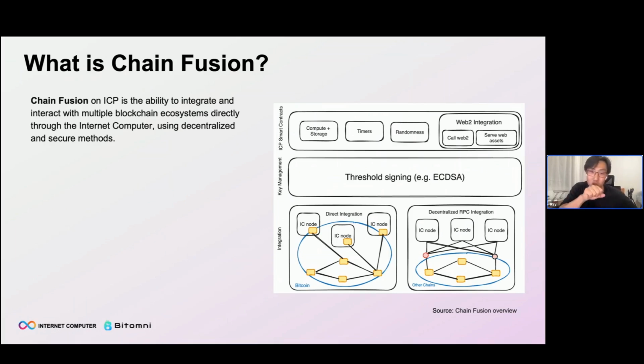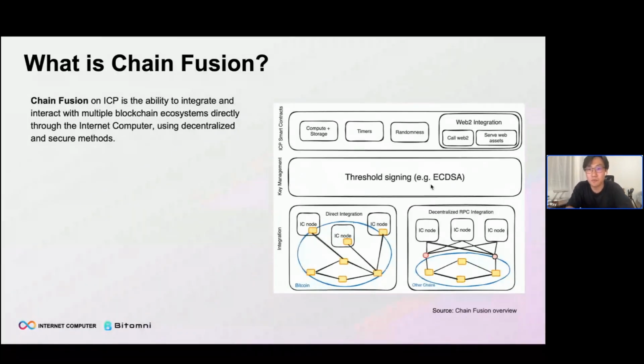At the bottom of the chart, this integration, I'll go back to those two. But right now, you can just think of the lower part as all about ICP's subnets and nodes and other blockchains, okay? And the important part is here, threshold signing. Threshold signing is also a unique technology feature of ICP.